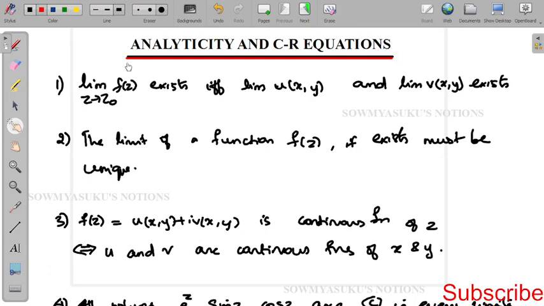Hi dears, today we can see some key points of analyticity and Cauchy-Riemann equations in complex analysis.